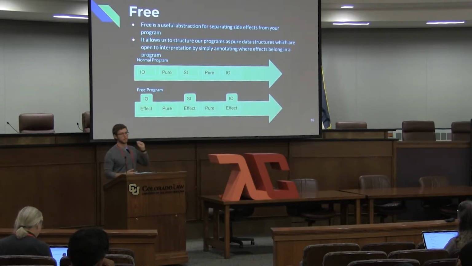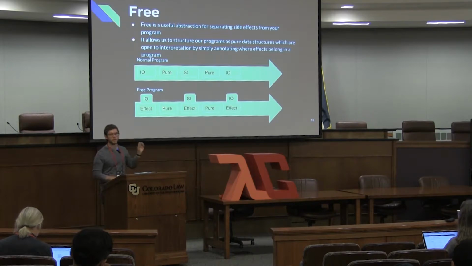So if we think about these arrows as marching through a program as you go on in time, a normal program might just mix through some I/O actions, a pure action, a state action, another pure action, and then I/O. With free, what you do instead is you annotate those areas where you might have an effect with just an effect annotation. And instead you say, I have a program now that has a mix of purity and effectfulness mixed together. And at some point in the future, I will come back and tell you, what do those effects actually mean? What do they do? And how do we do them?